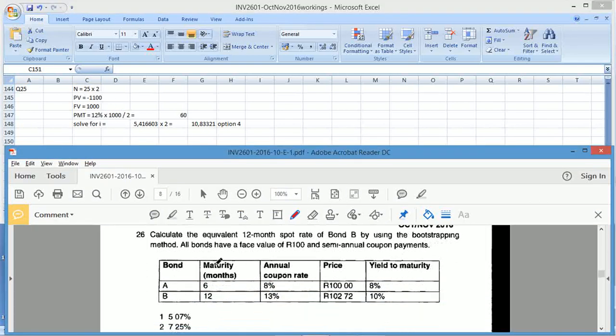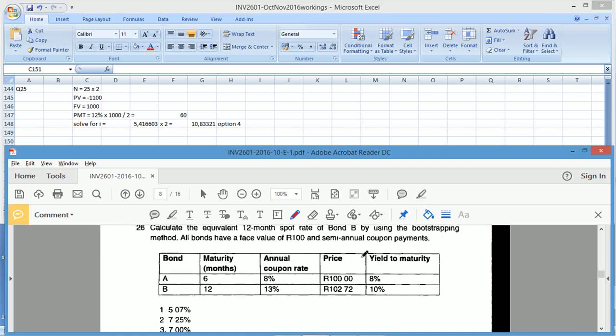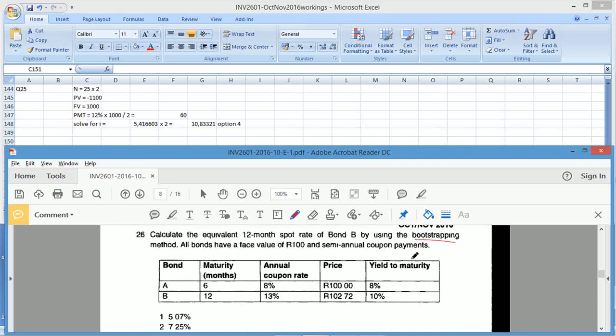Okay, question 26. Calculate the equivalent 12-month spot of bond B using the bootstrapping method. All bonds have a face value of 100 and semi-annual coupon payments. Okay, so bootstrapping is stripping. You're literally stripping the bond into its zero coupon bonds, and you're discounting all of that back in time to get a price for it.